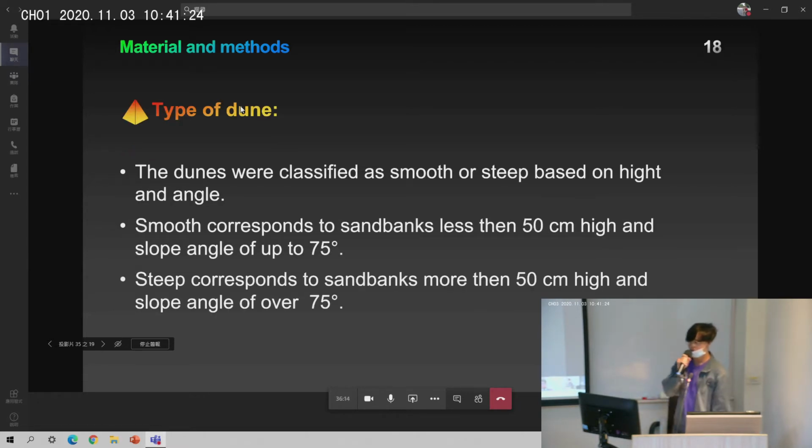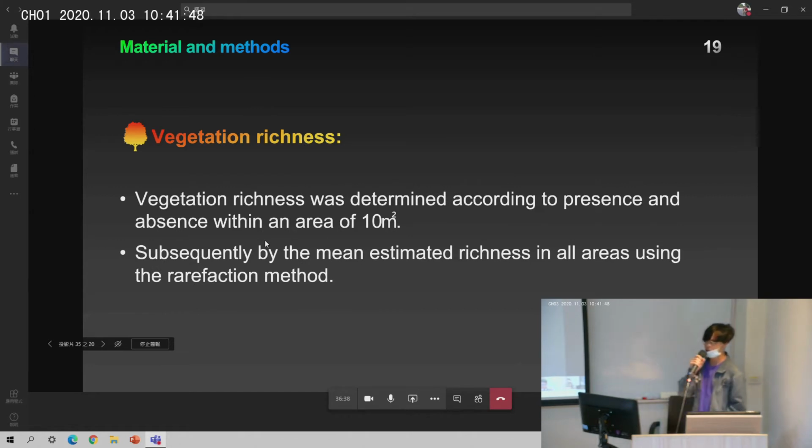For type of dune, we classified the dune as smooth or steep based on height and angle. Smooth corresponds to a sandbank less than 50 centimeters high and a slope angle of up to 75 degrees. Steep corresponds to a sandbank more than 50 centimeters high and a slope angle of over 75 degrees. Vegetation richness was determined according to presence and absence within an area of 10 square meters. Subsequently, we estimated richness in our area using the rarefaction method.